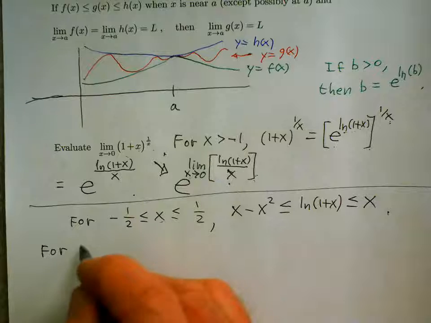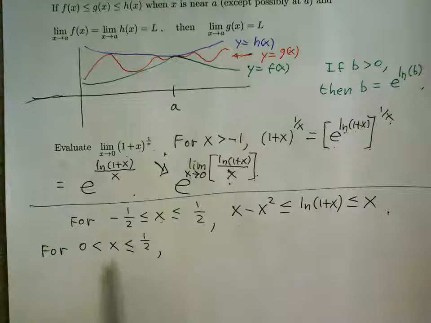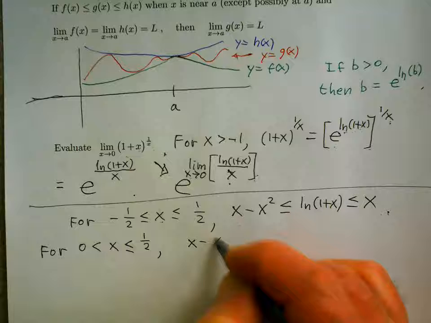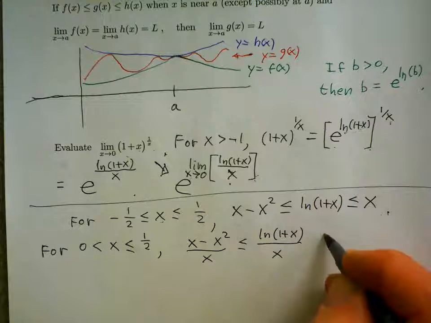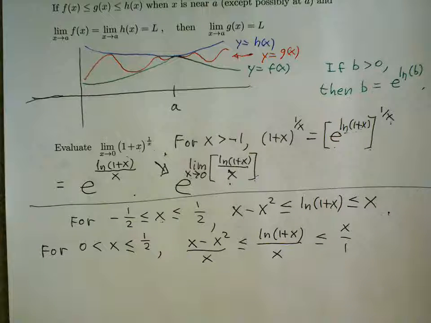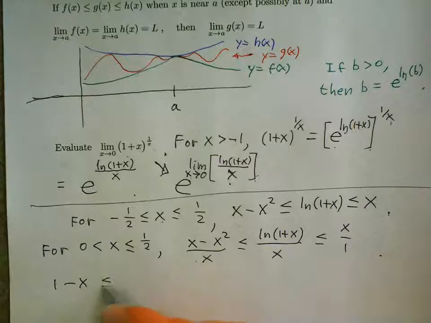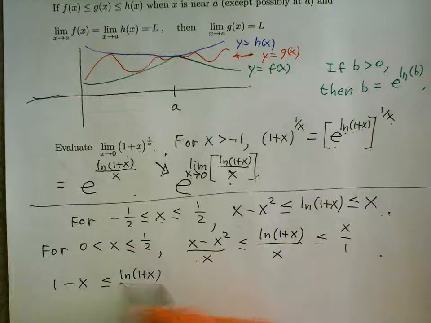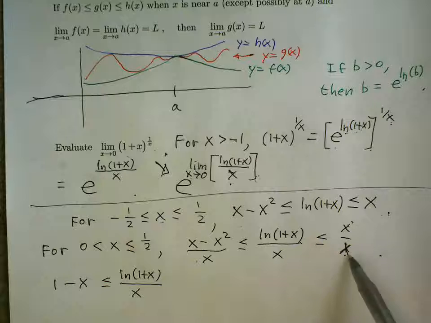First, for x that is positive and between 0 and 1/2, but not including 0, if we divide each of the three parts of this compound inequality by a positive number, then we get (x minus x squared) over x is less than or equal to the natural log of 1 plus x over x, which is less than or equal to x over x. And then if we simplify those expressions, x minus x squared over x simplifies to 1 minus x, which is less than or equal to the natural log of 1 plus x over x. Whoops, over here I'm dividing by x. This should be x over x instead of x over 1. But x over x is equal to 1.